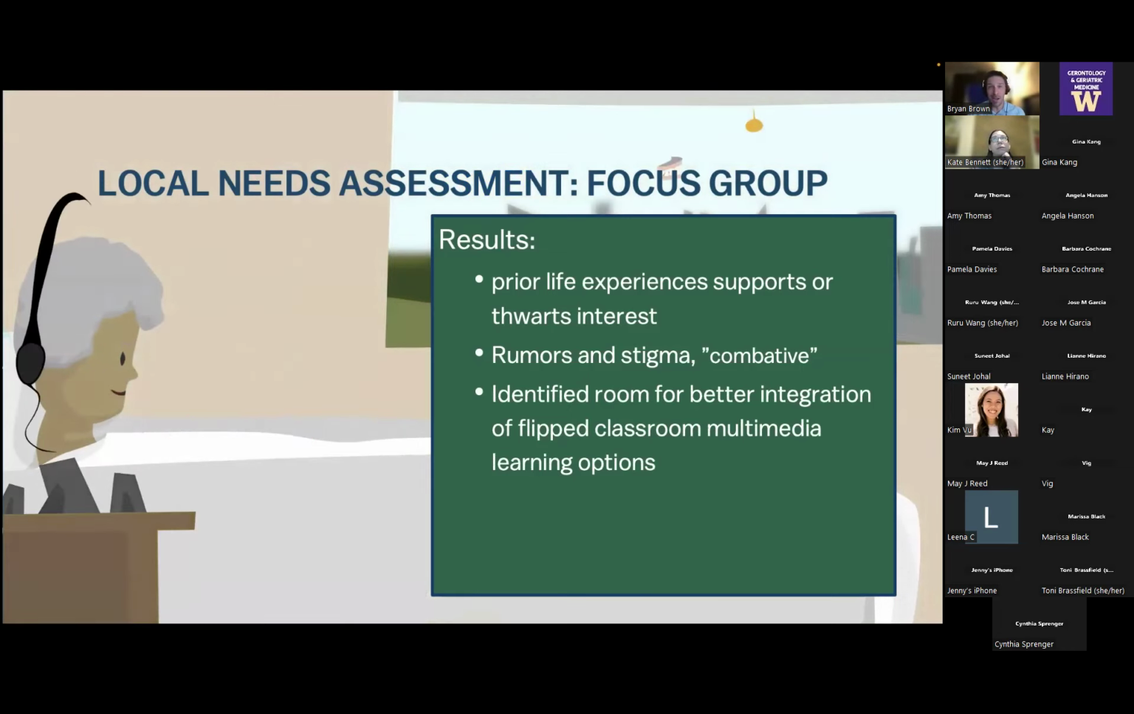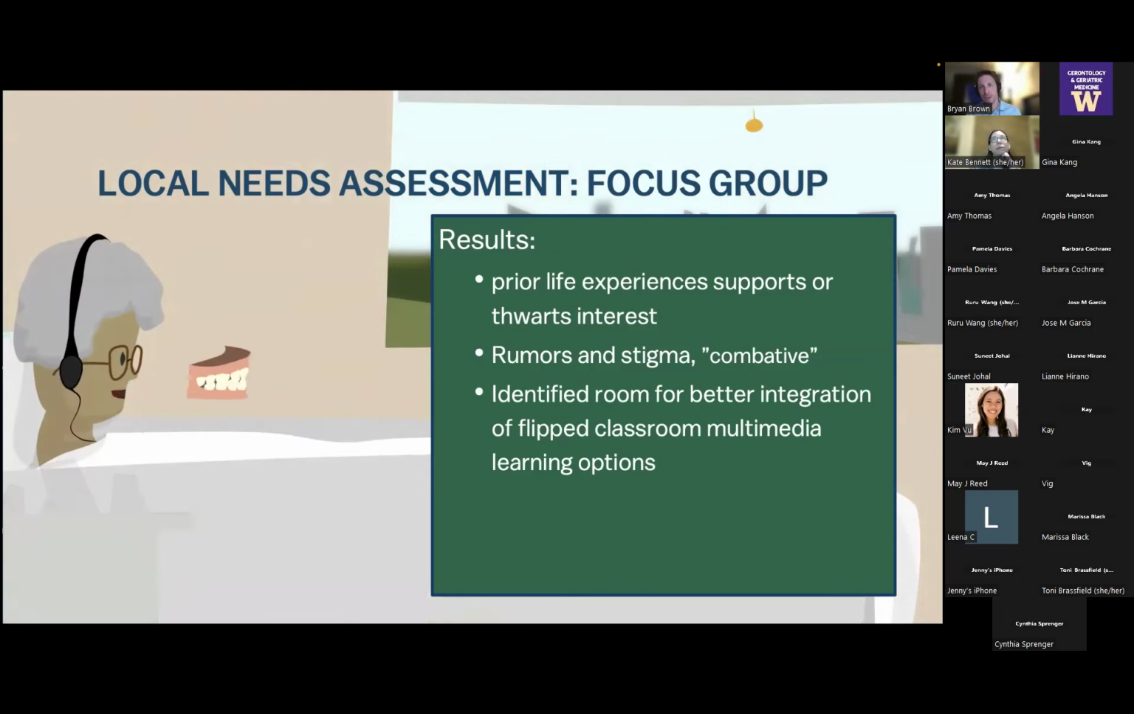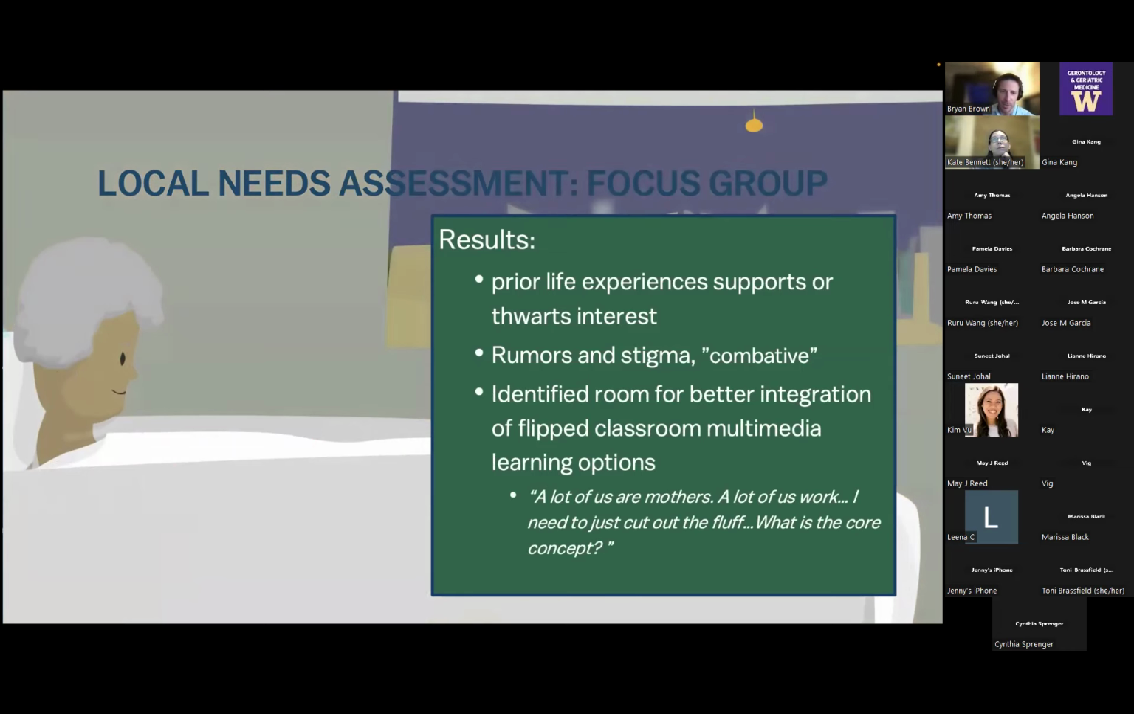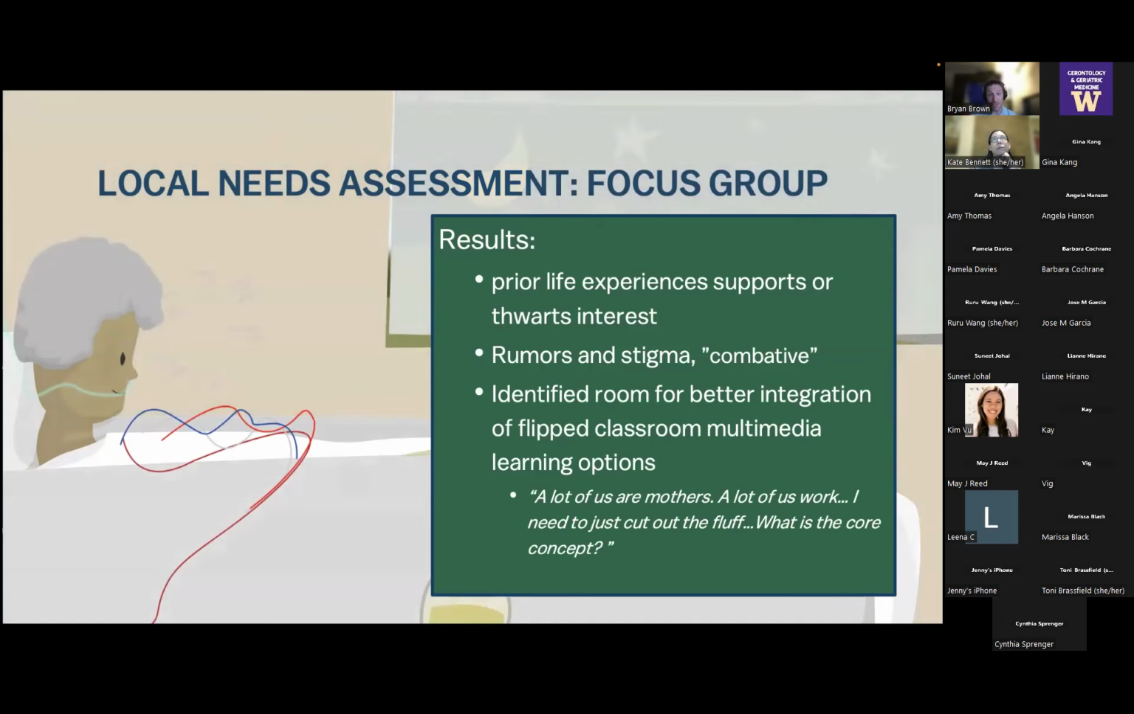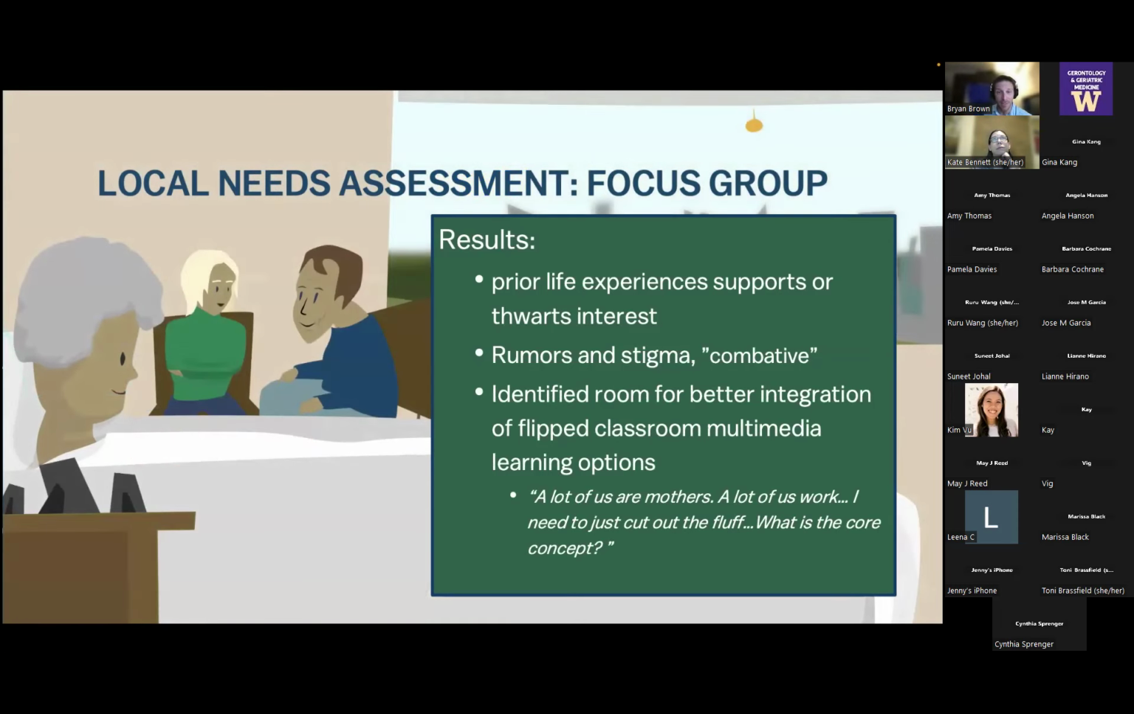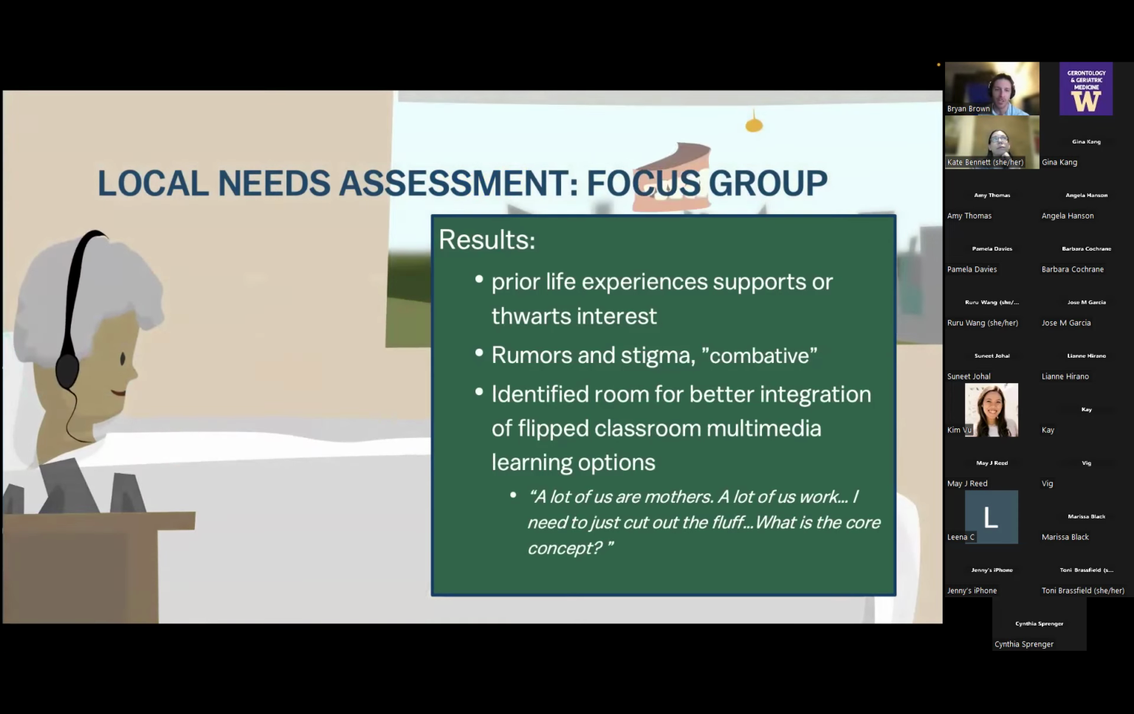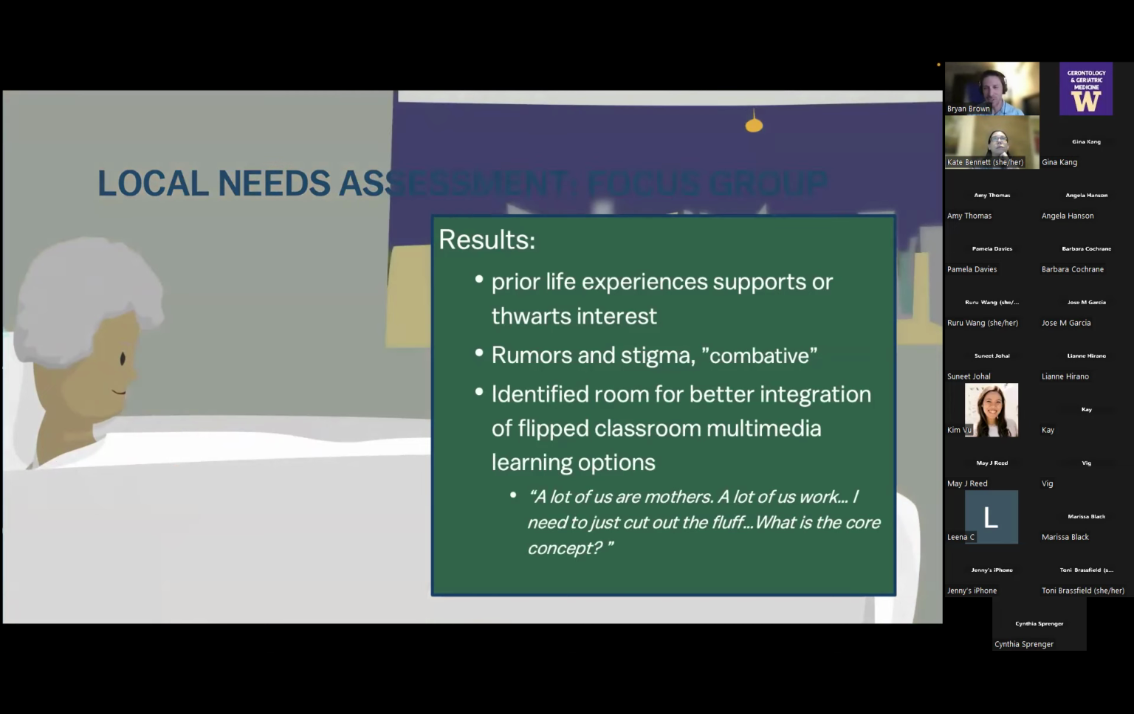And then on the pedagogical side, they did identify room for better integration of flipped classroom and multimedia learning options. A quote here, they were saying, "A lot of us are mothers, a lot of us work. I need to just cut out the fluff. What is the core concept?" They were referring to these long reading assignments they were given that didn't get to the point, and they were hoping we would come up with some more efficient, eye-catching media for them.